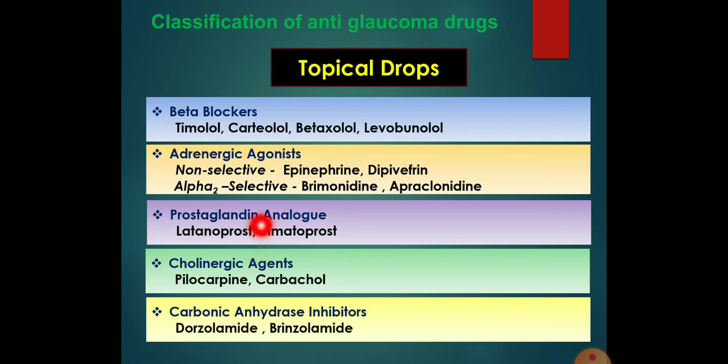You will see there is a very good efficacy, once daily application and absence of systemic complications of prostaglandin analogs, which make it a first choice drug in open angle glaucoma. And as I said, high cost is the main disadvantage of this kind of drugs.